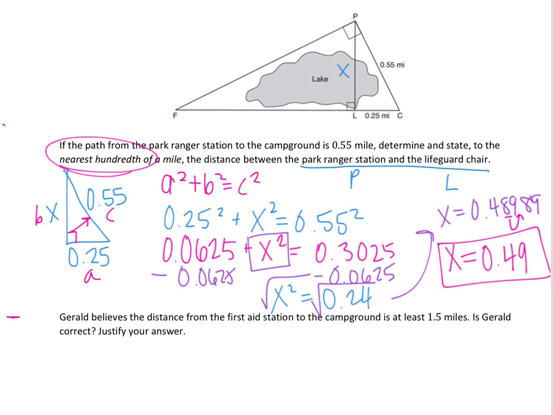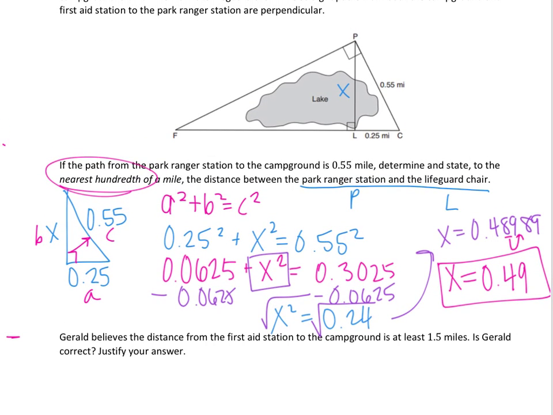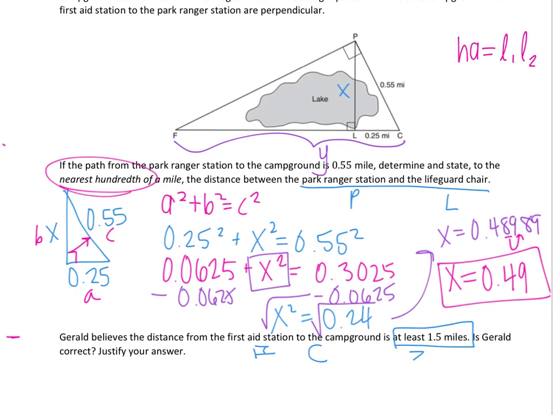Now the next part says that Gerald believes the distance from the first aid station, that's F, to the campground, C, is at least, meaning greater than, 1.5 miles. Is Gerald correct? Justify your answer. So our goal here is to figure out what FC is, so say Y, and then determine if Gerald's correct. So this is where we come in with our H, A, L, and S. So I'm going to write those 3 formulas down off to the side. You do have to memorize them for your tests. They are not given on a reference sheet.